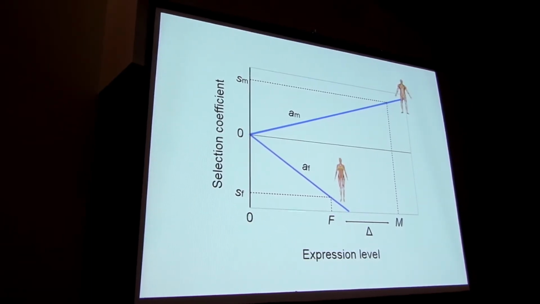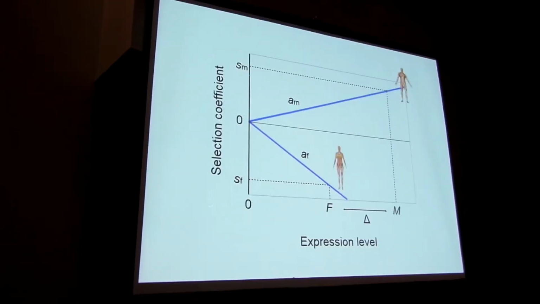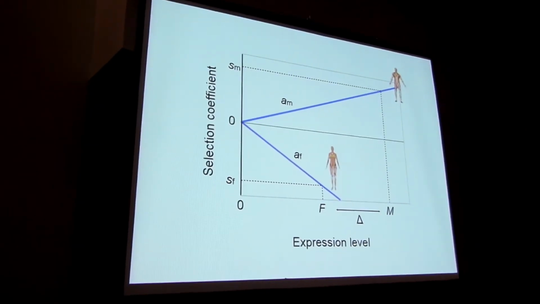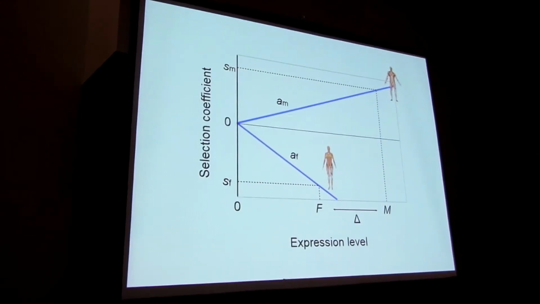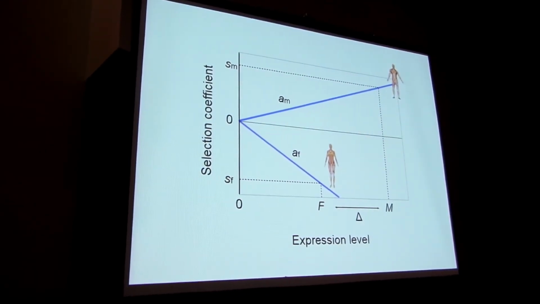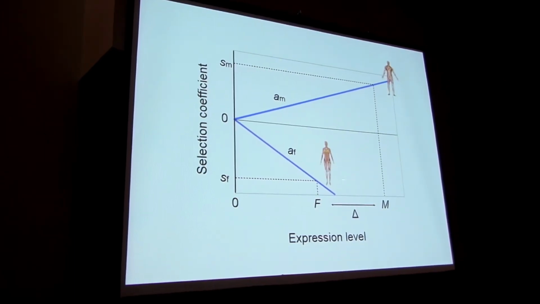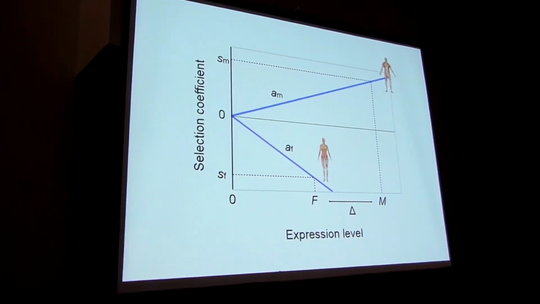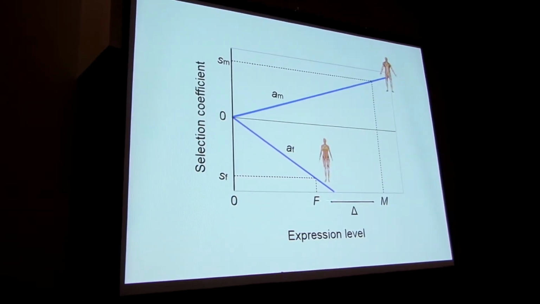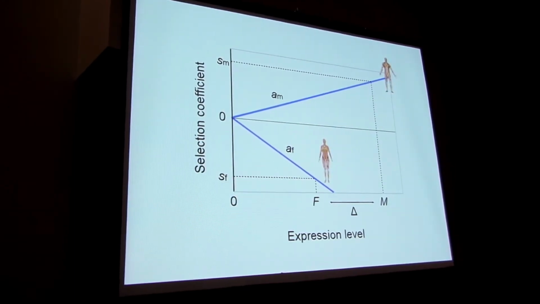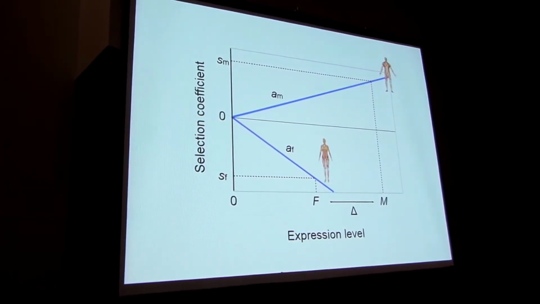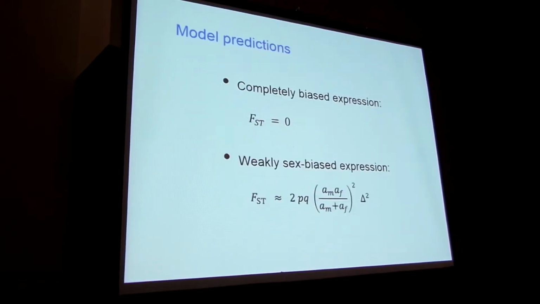I'm graphing gene expression level on the horizontal axis, selection coefficient on the vertical axis. In this particular example, there's an allele that increases fitness in males, and as expression increases, that fitness effect increases. That same allele decreases female fitness. At equilibrium, the selection coefficient on females must balance the selection coefficient on males, and the amount of sex bias is the difference between the expression. So that's the graphical representation of our assumptions. You do some algebra, and what you get is the following.